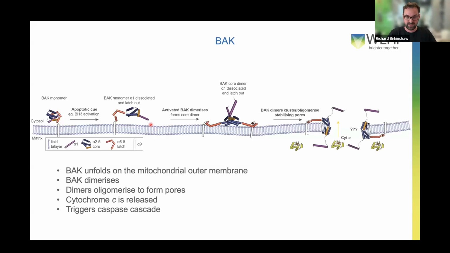Once cytochrome C has been released to a sufficient level, that cell will eventually at some stage die, and this typically triggers the caspase cascade. So we wanted to know, can we disrupt this process? Can we make design proteins that will bind to BAK and potentially prevent its binding to BH3-only proteins and stop this formation of pores?